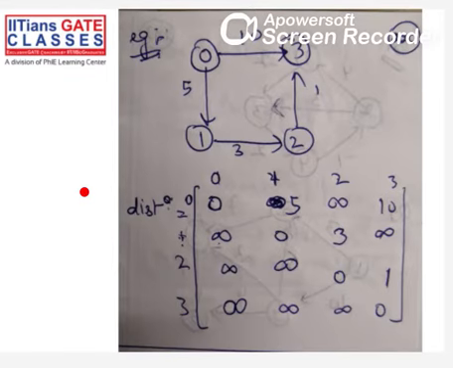Okay, so let's say this is the example. All right, now this is your initial distance matrix. Wherever you have a distance, like from 0 to 1 there is an edge, so from 0 to 1 you'll put 5. From 1 to 3 you have 3, so 1 to 3 is edge weight 3. 2 to 3 you have 1, and then from 0 to 3 you have 10.